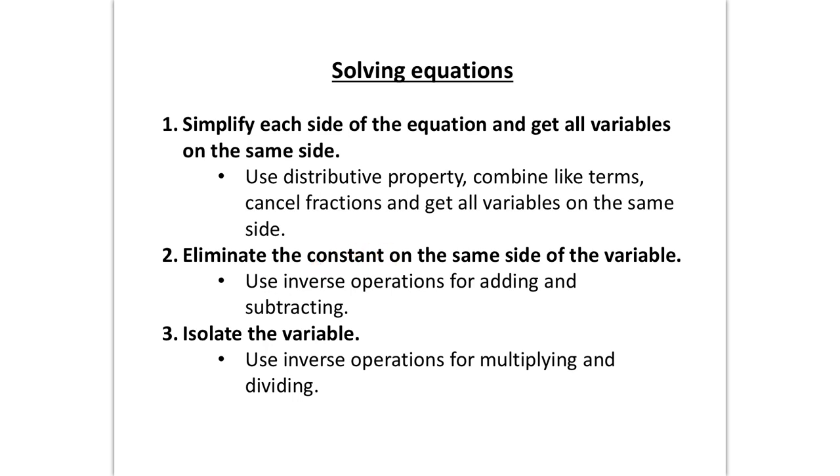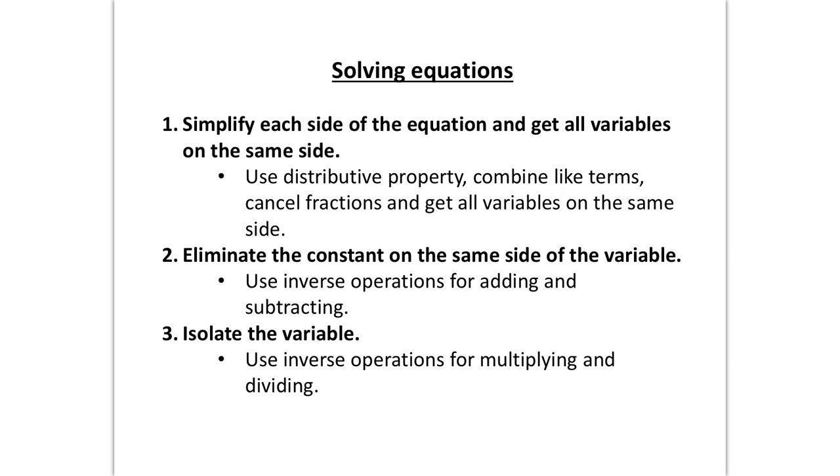What is a constant? The number with no variable. How do you eliminate it? How do you get rid of it? Well, you are going to use the inverse operations for adding and subtracting. So if you are adding a number, the inverse, the opposite, will be subtraction. If you are subtracting a number, the opposite will be addition. So you just have to do the inverse operation or the opposite of that number.